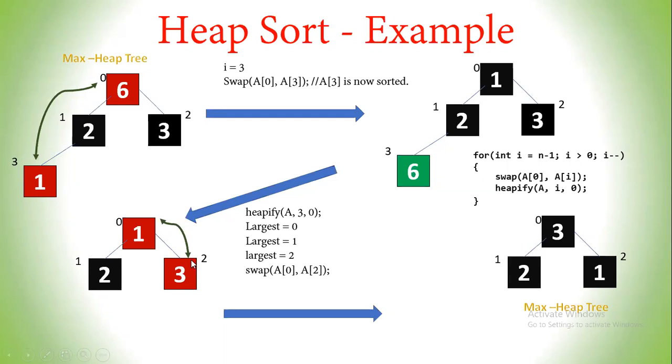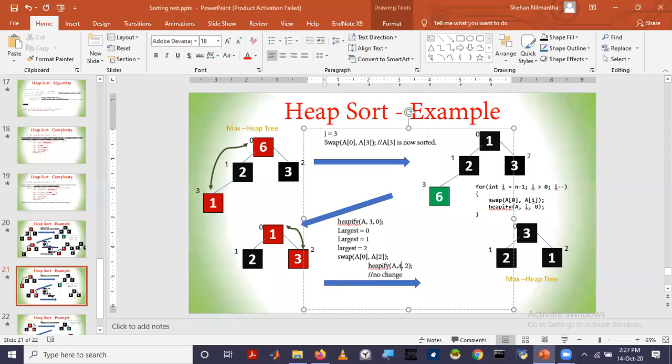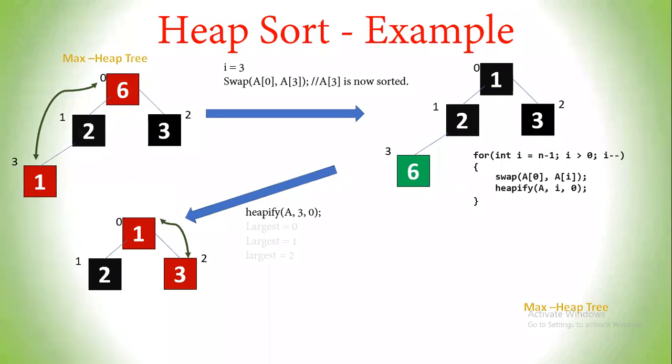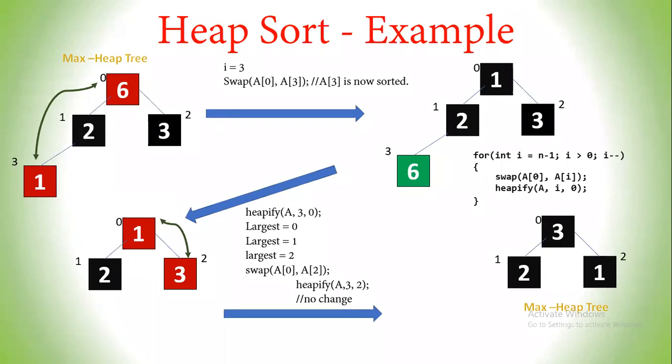And we call heapify for this node, but A3 2, this is a leaf node, there is no change, so this is a max heap tree. Right? So this is how this heap sort algorithm works. I hope you got a clear understanding. So now by this time we have already sorted 2 elements. We can go on like this by repeating and sort all the elements of the array. So this is how heap sort algorithm is functioning.